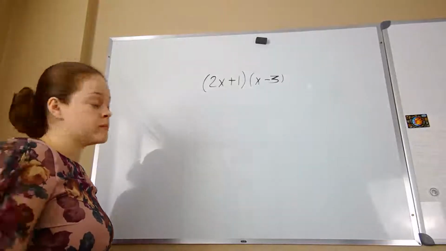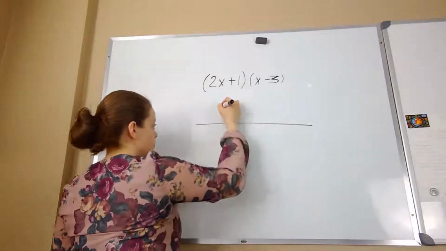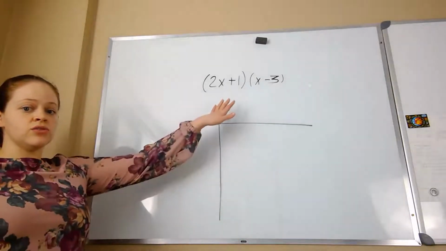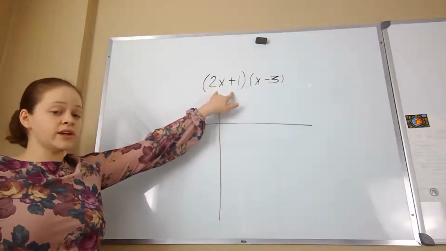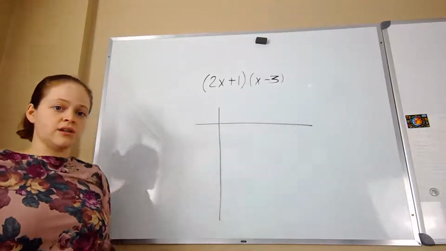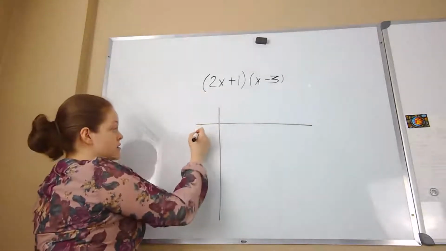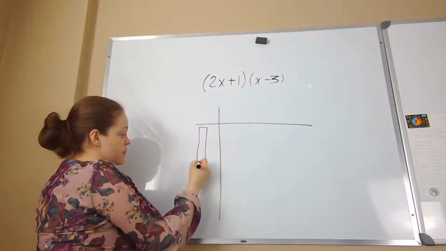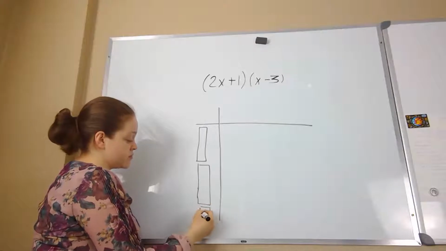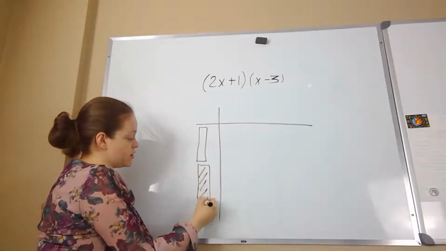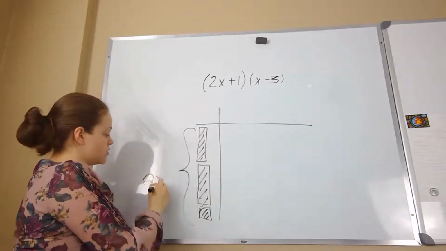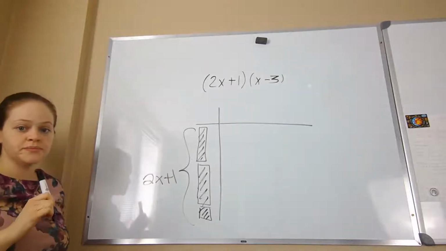So for this one, you just set up your chart because it's going to be multiplication, and you put one factor on a side and another factor on another side. So here, this says 2x, so we'll go 2x, and it's going to be plus 1. So these are all positive, so I'm just going to color these in right quick. So this is now 2x plus 1, okay?